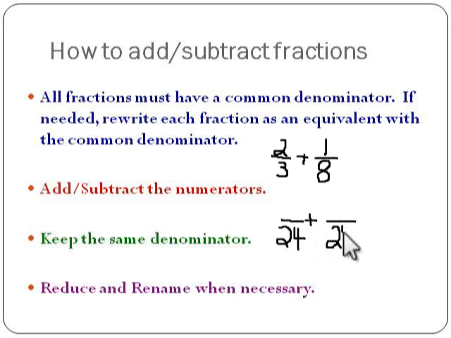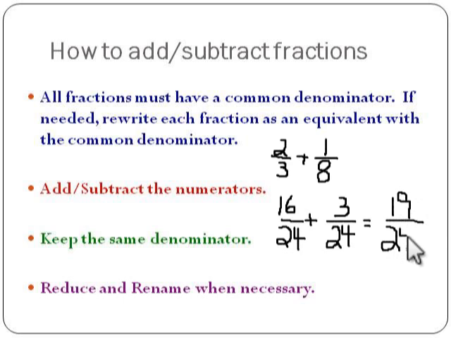So let's make them with denominators of 24 and create equivalent fractions. So to go from 3 as your denominator to 24, we have to multiply by 8. So we're going to multiply our numerator by 8. So 2 times 8, 16. To go from an 8 denominator to a 24 denominator, we multiply by 3. So we're going to multiply our numerator by 3 and we get 3. Now we add 16 plus 3 is 19. And we keep our denominator the same.